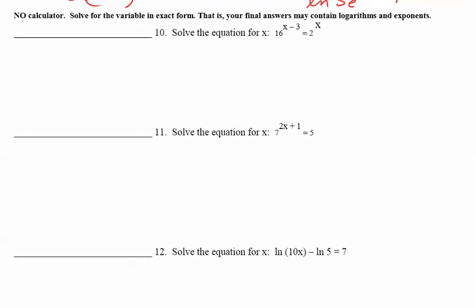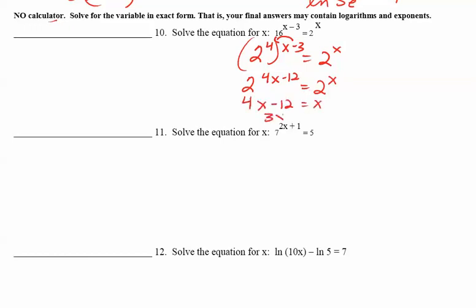All right, again, no calculator. Otherwise, we could use calculators to solve some of these. And notice that in problem 10, both of these bases are base 2 numbers. So I can think of this 16 as 2 to the 4th. And now we know that power of a power property, exponent on an exponent, we multiply these exponents together. So we have 2 to the 4x minus 12 is equal to 2 to the x. The only way this equation could be true if the bases are equal would be if the exponents are equal. So we'll have 3x is equal to 12, and of course x would be equal to 4.